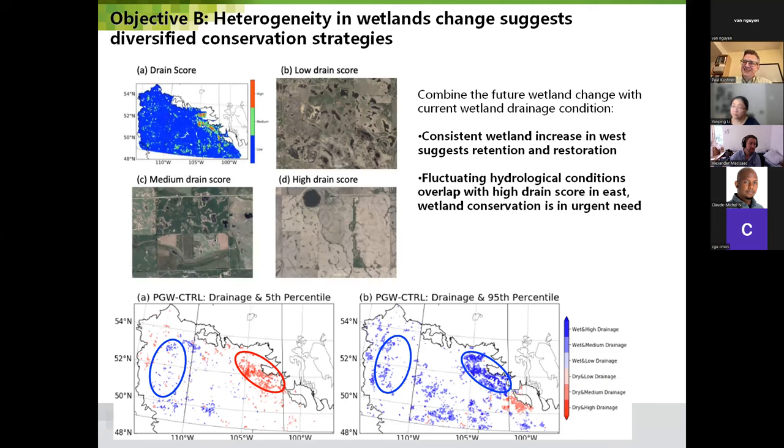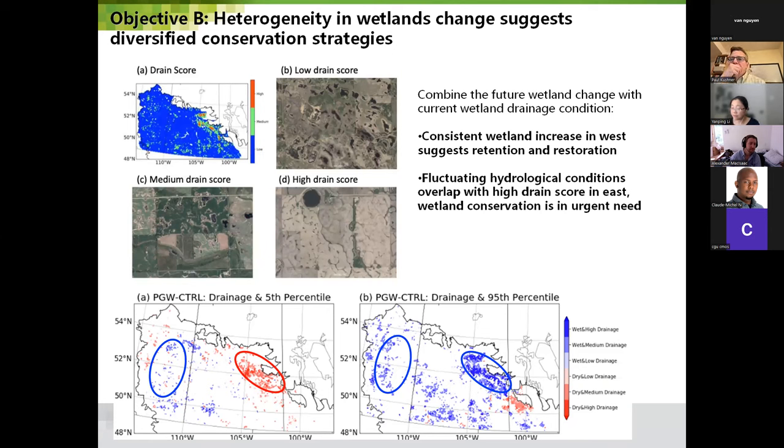After we have done the first step, the second step is we combined the impact of future climate change conditions with the historical drainage situation and overlaid the drainage score layers with the climate change impact on the extreme dry and wet cases. And we identified the two regions highlighted here. They suggest very diversified conservation strategies.